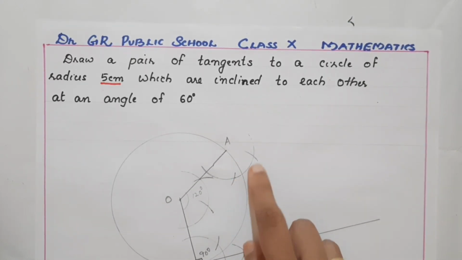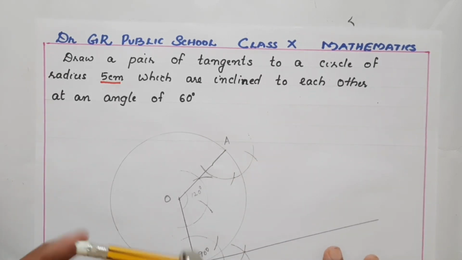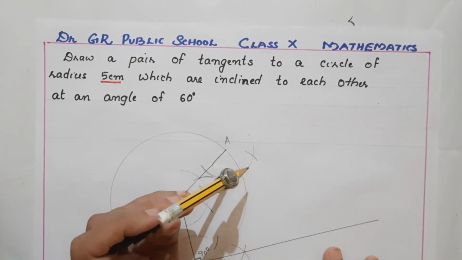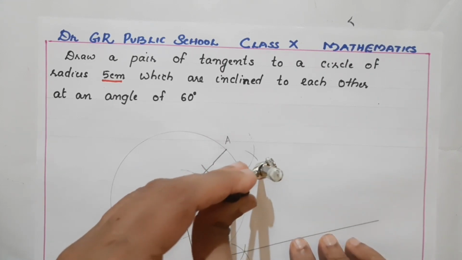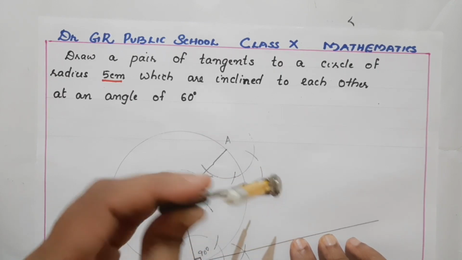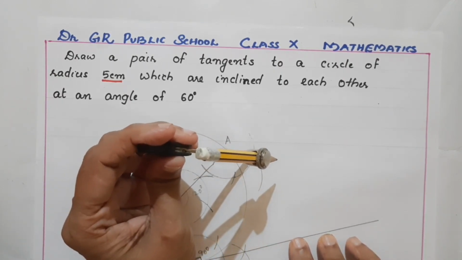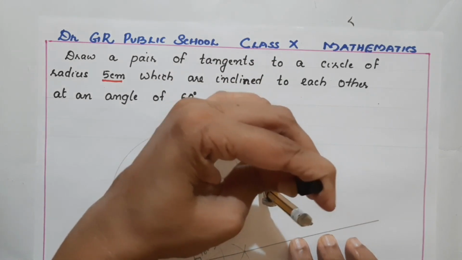Okay, now what we have to do? We have to bisect this much arc, length of this arc. How will you bisect? Fix the compass at 60 degree, one arc here, and with the same radius at 120 degree point, another arc.